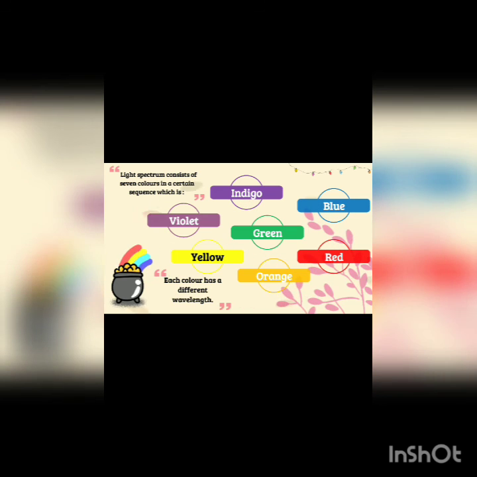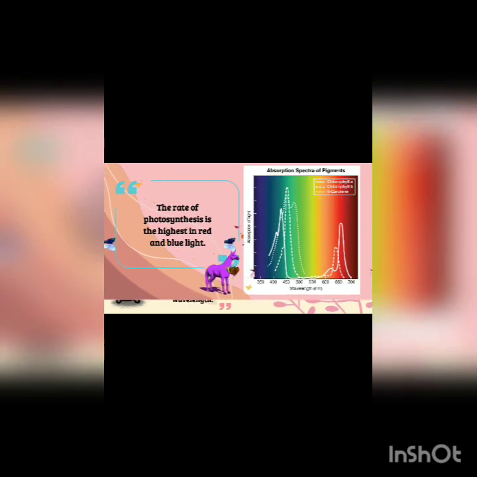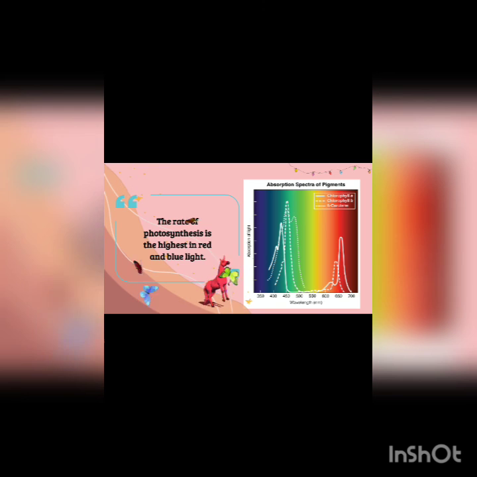The rate of photosynthesis is the highest in red and blue light. You can see the graph on the right shows light absorption against wavelength. Chlorophyll absorbs blue light. Chlorophyll A absorbs red light the most. This shows that the rate of photosynthesis occurs highest in red and blue light.